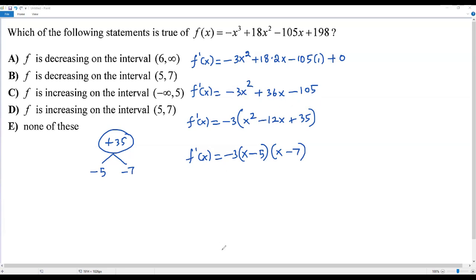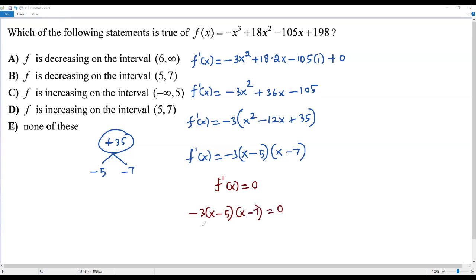Now what we have to do is equate this first derivative to 0 and solve for x. When I equate the first derivative to 0 and solve for x, the values I get for x are called critical numbers. That means the values of x are the critical points. Okay, now let me equate the first derivative to 0 and solve for x: negative 3 times (x − 5) times (x − 7) equals 0.